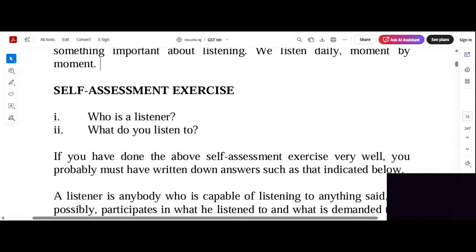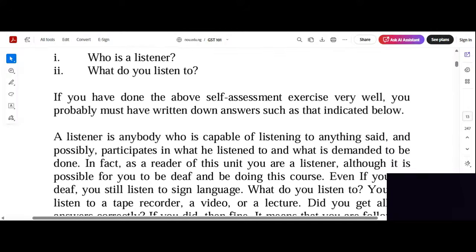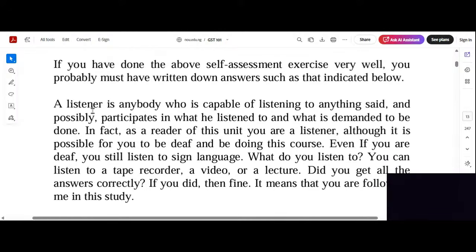That part is just like an introduction. But let's go to something serious. If you have done the above self-assessment exercise very well, you probably must have written down answers that look like something below. The thing we'll be talking about now.